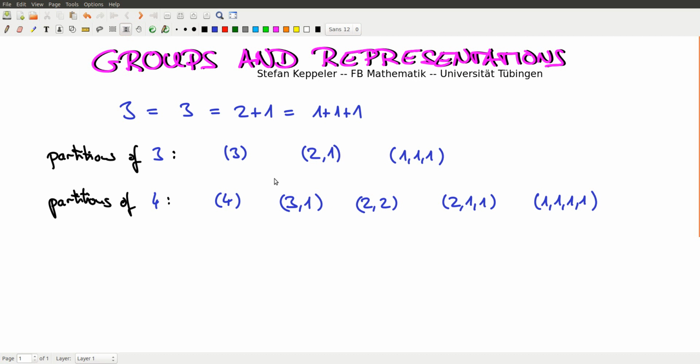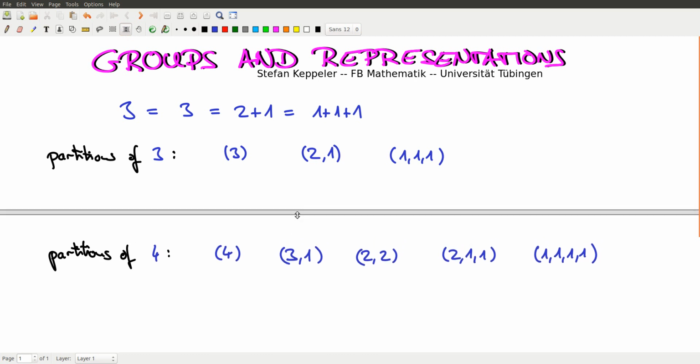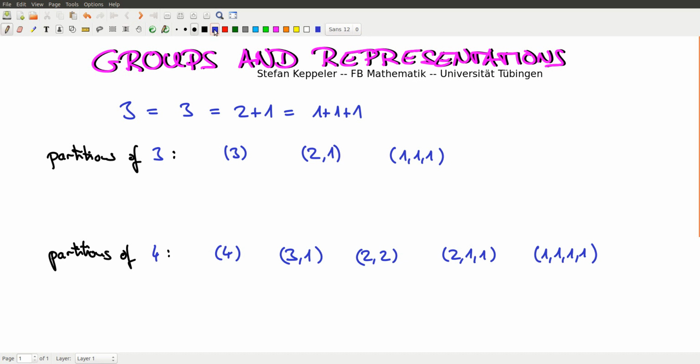Graphically, we represent these partitions in terms of so-called Young diagrams. And we just write rows with boxes, and we write as many boxes in a row as this number here. So this is the Young diagram for this first partition here, 3 boxes. Now the second one has 2 boxes in the first row and 1 box in the second row. And the last one has 1 box in the first, second and third row each.